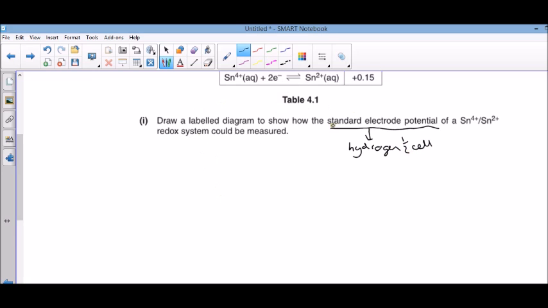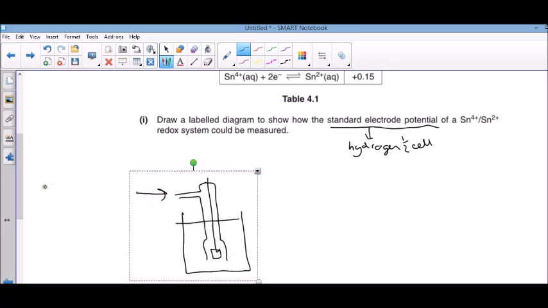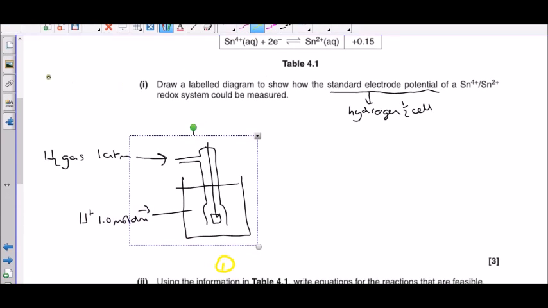Again, exam technique: if you see standard electrode potential, you're drawing the hydrogen half cell, and you should all know that one by now. So you should all be able to draw it. And it looks like this. And we need to label it. So we've got hydrogen gas going in at 1 atmosphere. We've got H plus ions at 1 mole per decimeter cubed. And that's our first mark for correctly drawing that half cell.